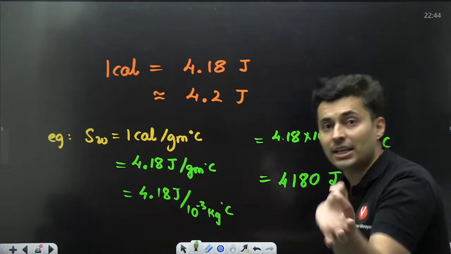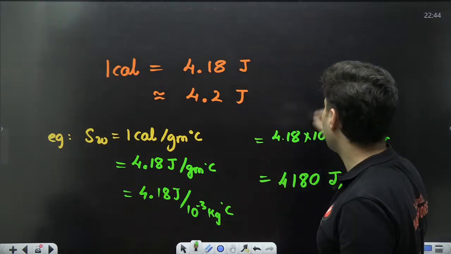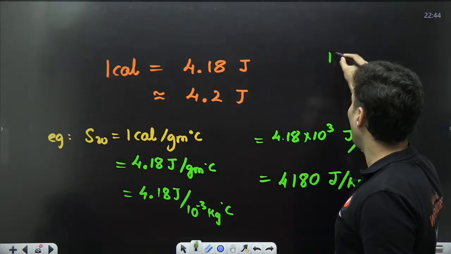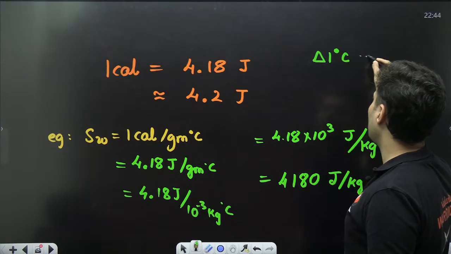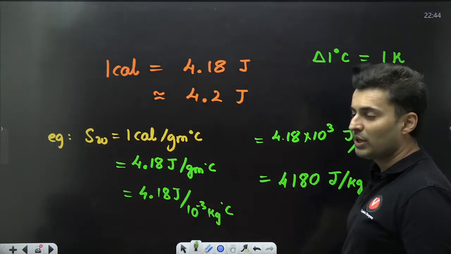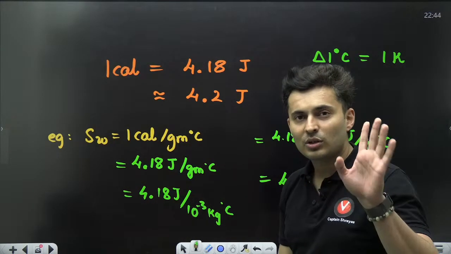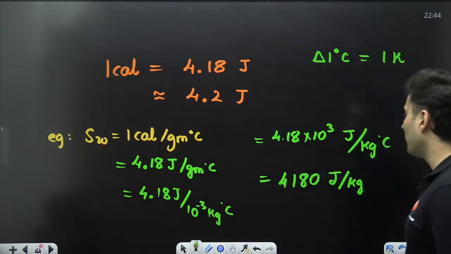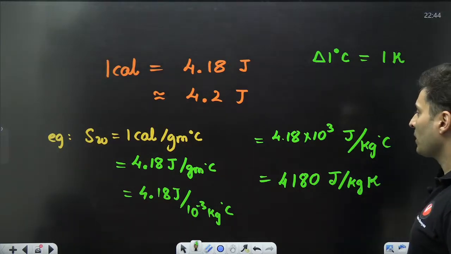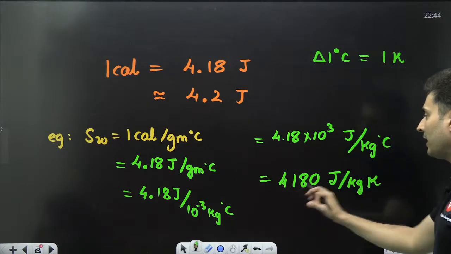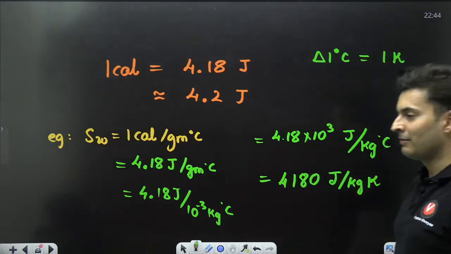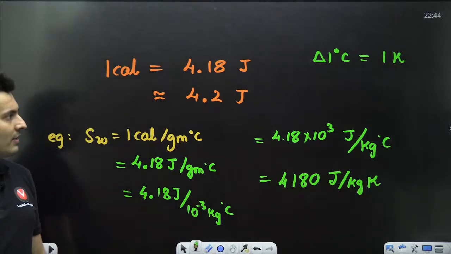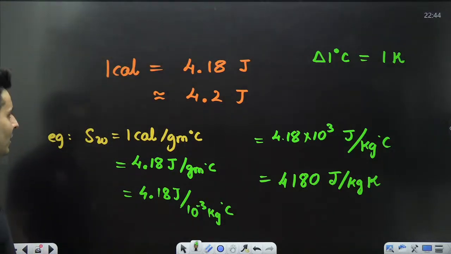1 degree centigrade change is also 1 Kelvin change, right? We know that. Everybody agrees? 273 to 274 is the same as 0 to 1. No change at all. So I can also write it as Kelvin. So 1 calorie per gram degree centigrade is 4180 joules per kg Kelvin. That's how you convert the specific heat capacity of water. Everyone with me on this?